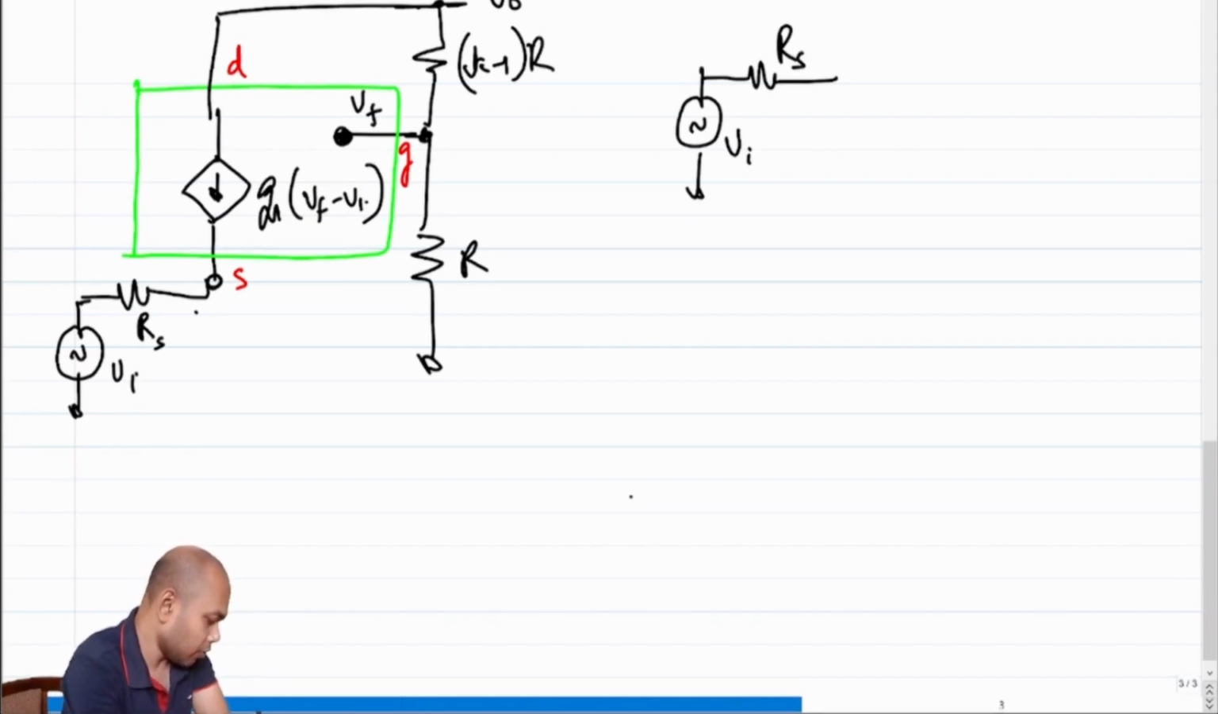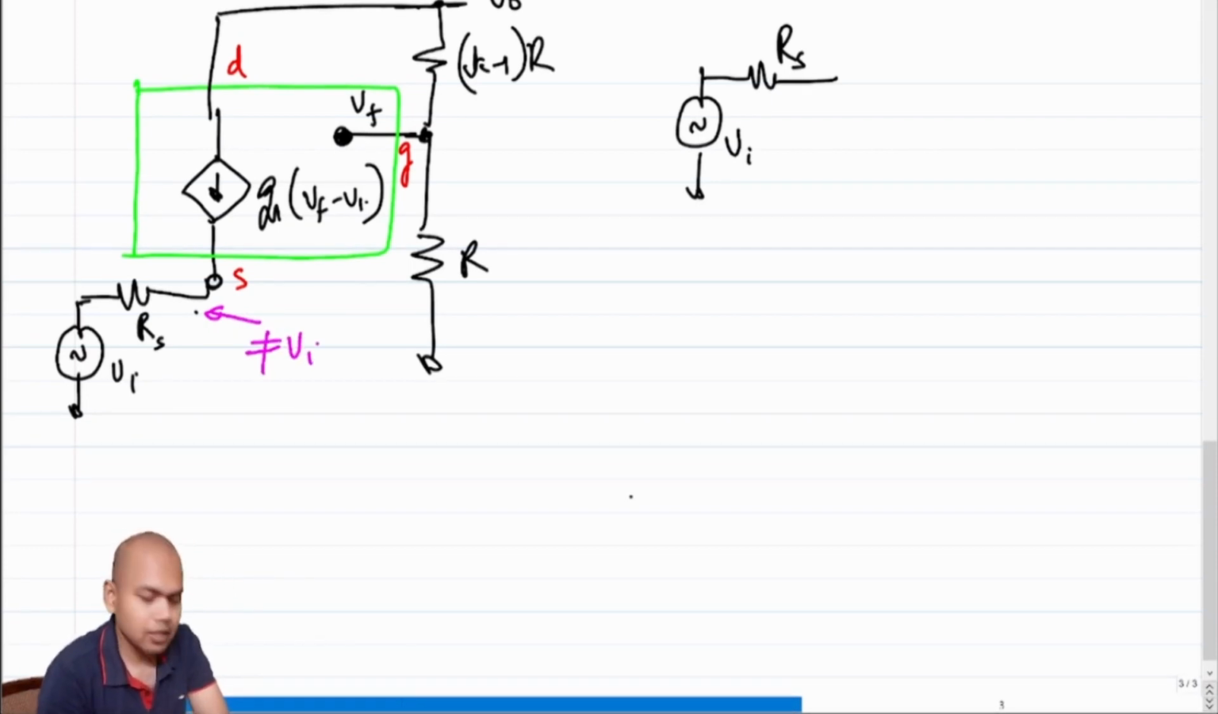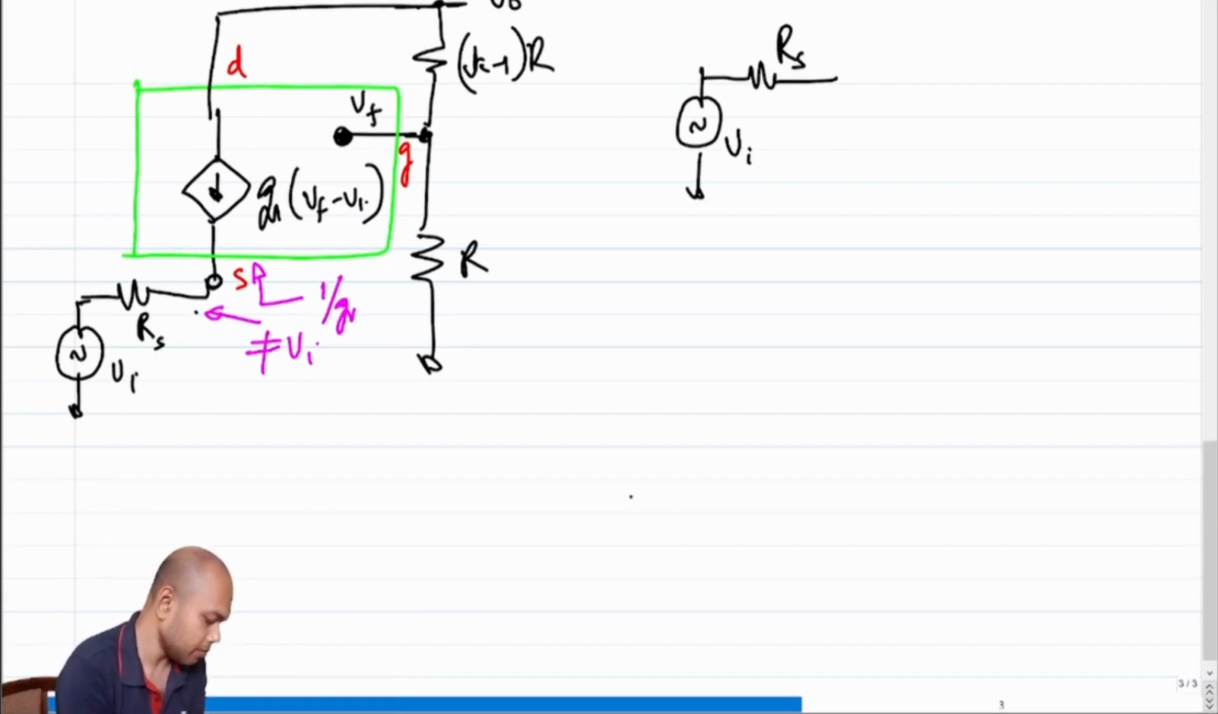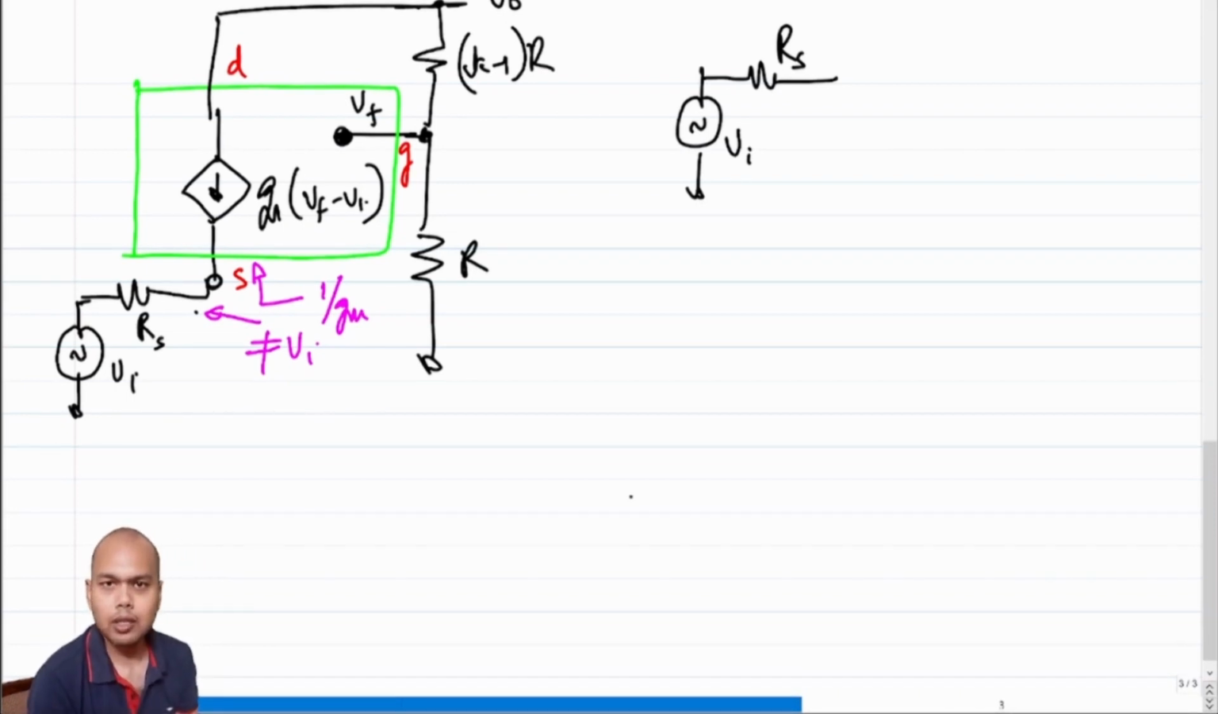If we have this, then naturally this voltage here is not equal to VI, right? Why? Because the looking in impedance of this structure is what? We have done this before. The looking in impedance at the source of a MOSFET. This is a MOSFET. If you look into the source, if we neglect channel length modulation, the looking in impedance is 1 over GM, right? Which means that you will be drawing some current through VI, which means that the source voltage will not be VI. Okay, so that's a problem.